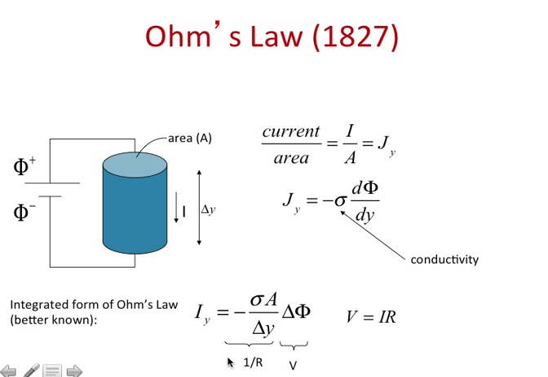So the integrated form of this is more famous. Basically, I'm just going to multiply by A and have voltage as my difference in potential. And this overall will be called 1 over resistance. So we know that V is equal to IR. That is the famous Ohm's law. So it's better known as such. Again, all of these laws have very similar fundamental concepts behind them.